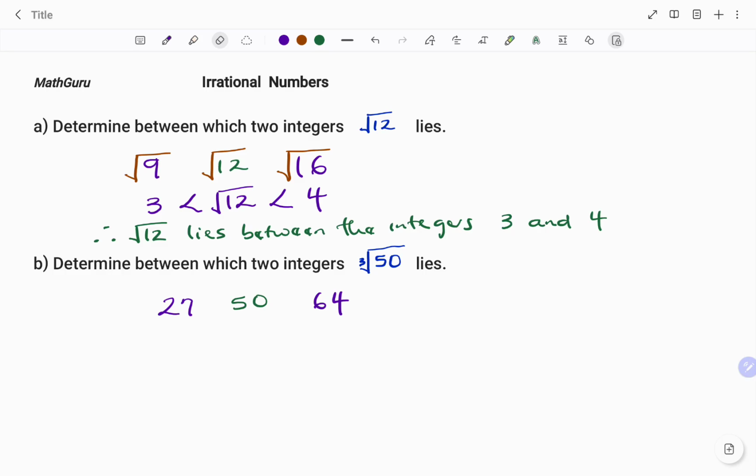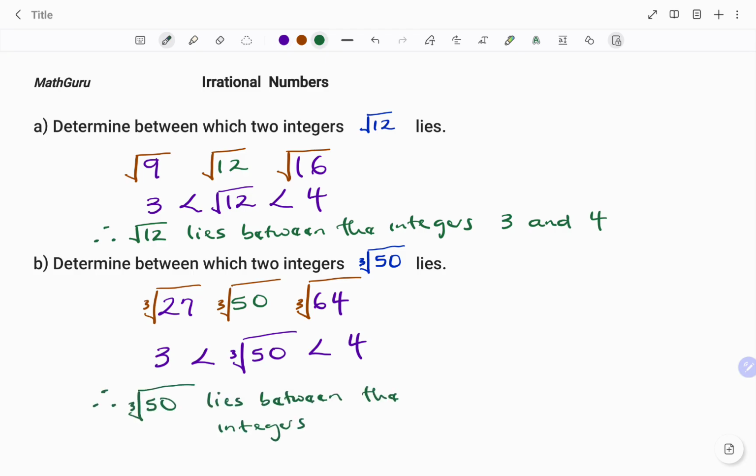Next step, I'm going to find the cube root of each of these numbers. I'm going to have the cube root of 27, the cube root of 50, and then the cube root of 64. The cube root of 27 is 3, which is less than the cube root of 50, which is less than the cube root of 64, which is 4. So therefore, the cube root of 50 lies between the integers 3 and 4.